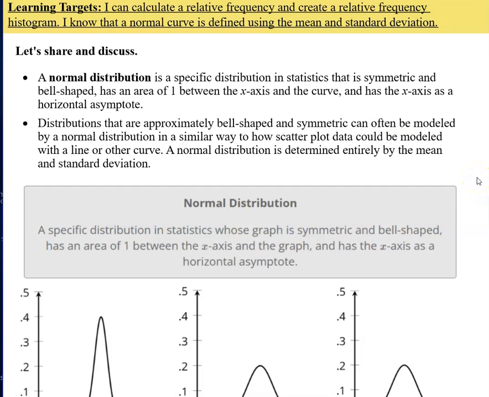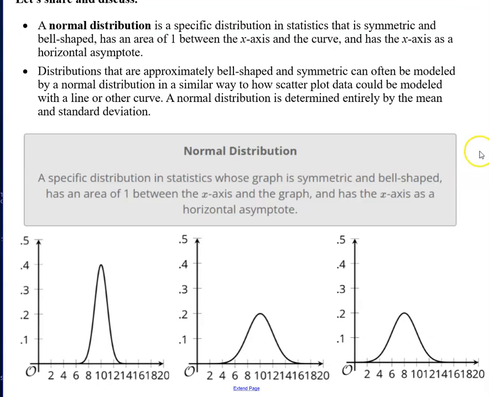So there are a lot of things in life that are normally distributed, and I've got another video to show you some examples of that. But distributions that are approximately bell-shaped and symmetric are modeled by a normal distribution. If you want a definition, here's one in gray that they suggest that you write down in your notebook. And you've got a couple of examples of different distributions that are all considered to be normal. They all have that bell shape and they're all symmetric. They may have different mean values, or they may be taller in some cases or shorter in some cases. And we'll look at a couple of examples of that later on.